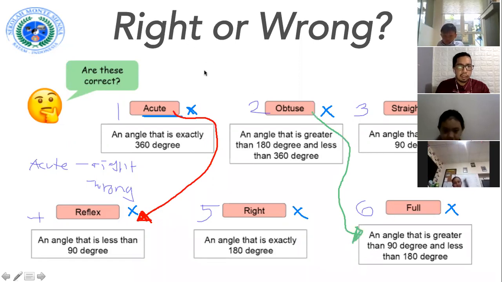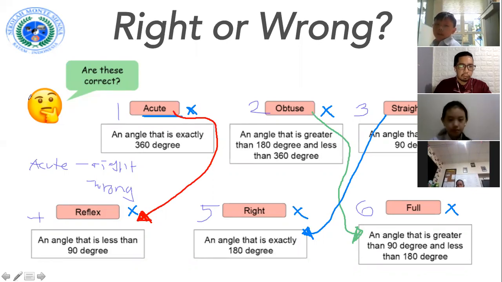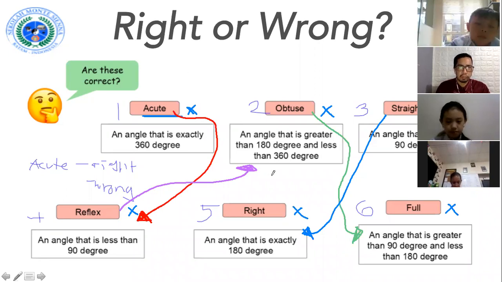Okay. Number three, straight and flat. Flat means an angle that is exactly 180 degrees. And then next is reflex, which is an angle that is greater than 180 degrees and less than 360 degrees. Okay, let's continue. Right, with the 90 degrees.